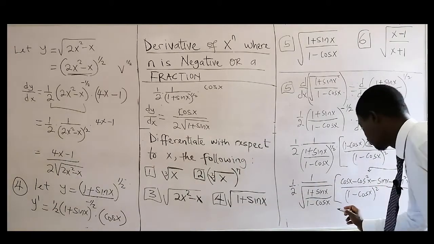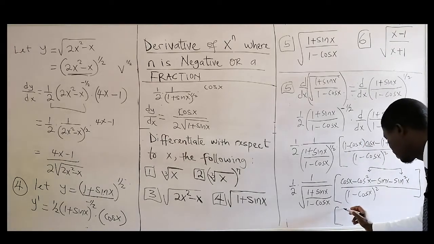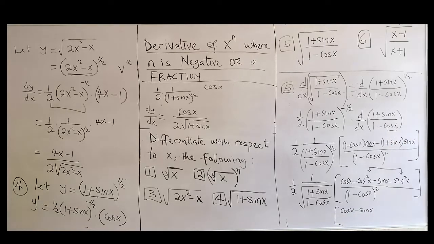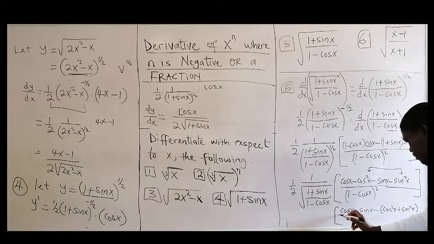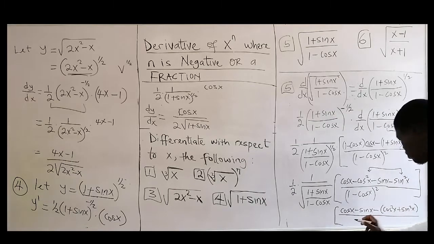So that will be equal to, we're going to have here cos x minus sin x, cos x minus sin x. And then we can factorize minus here. Minus is here, minus is here. Take the minus out. Then you have cos square x plus sin square x all over 1 minus cos x all square.